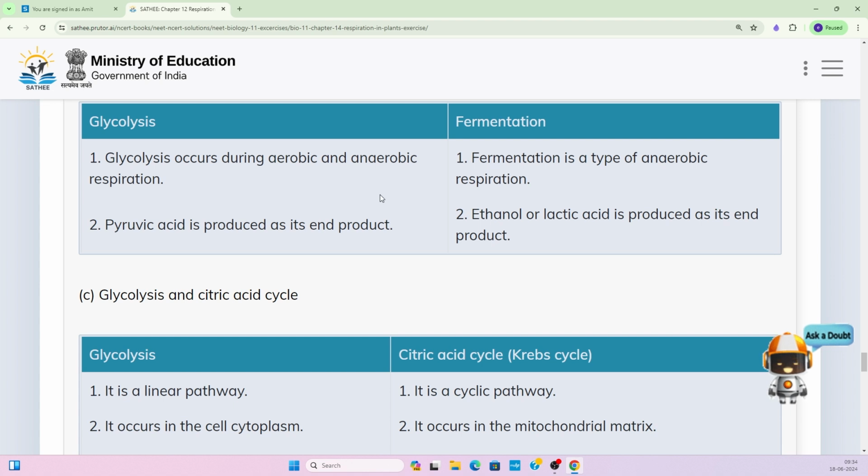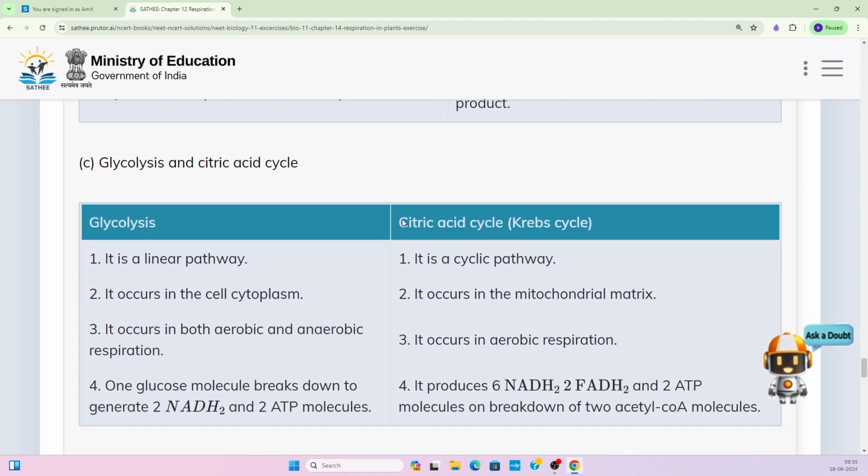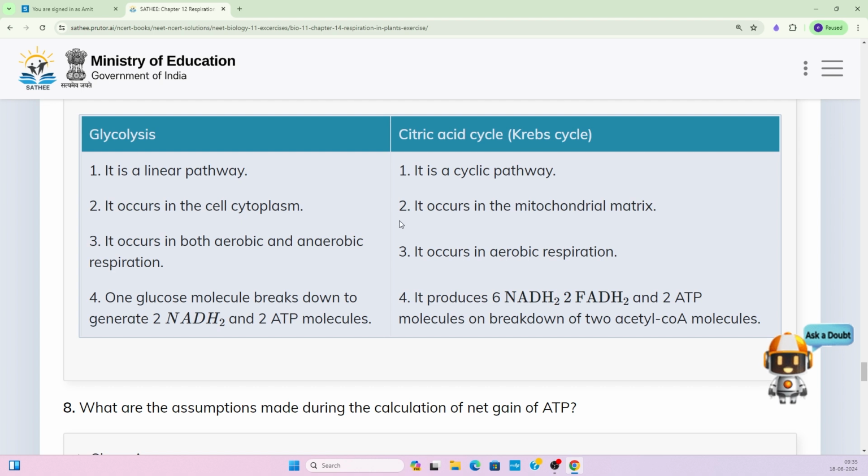And the second difference you see here: in glycolysis, pyruvic acid is produced as its end product. And in fermentation, ethanol or lactic acid is produced as its end product. Ethanol or lactic acid is going to be the end product in the process of fermentation.